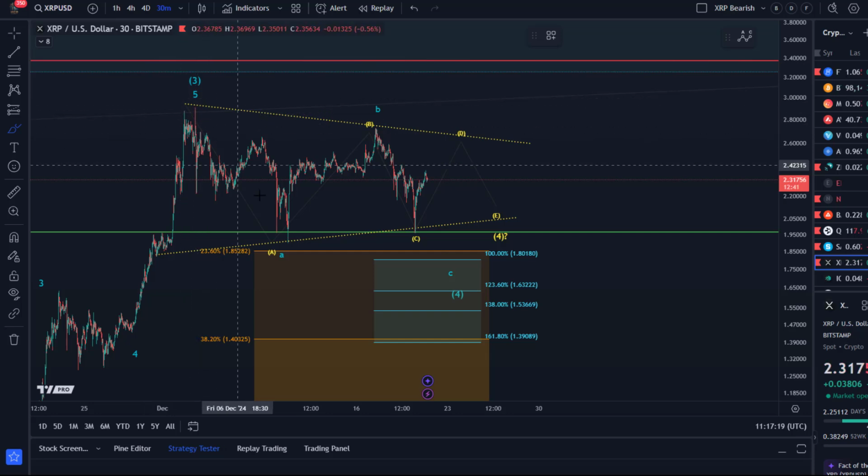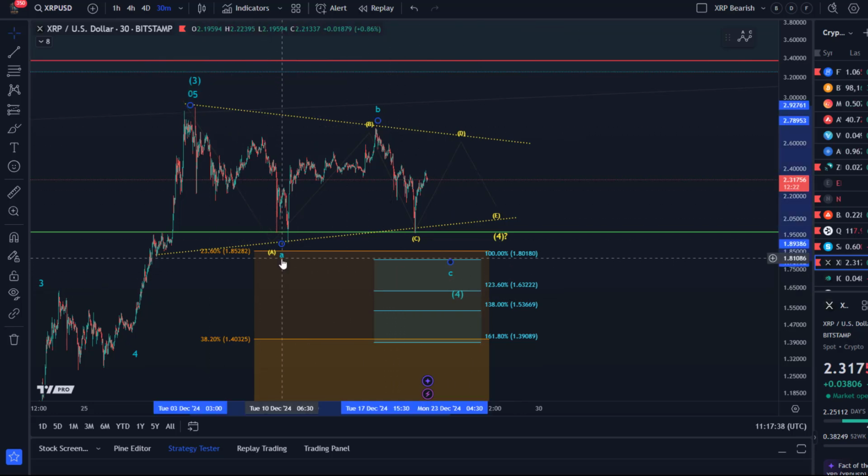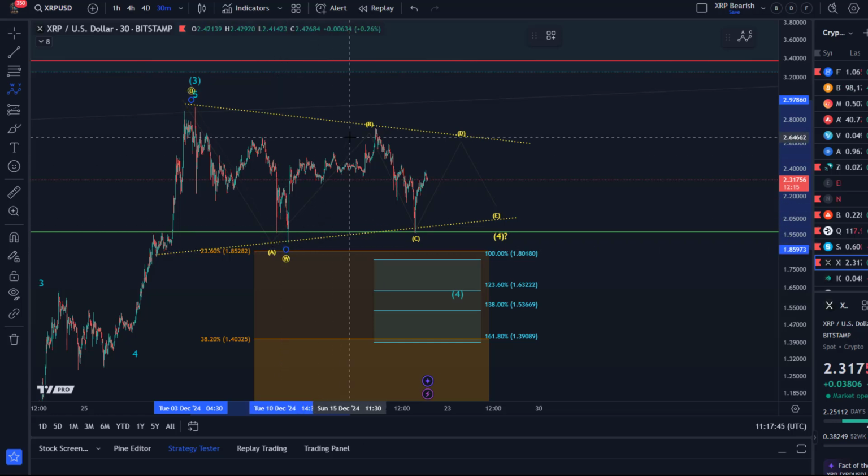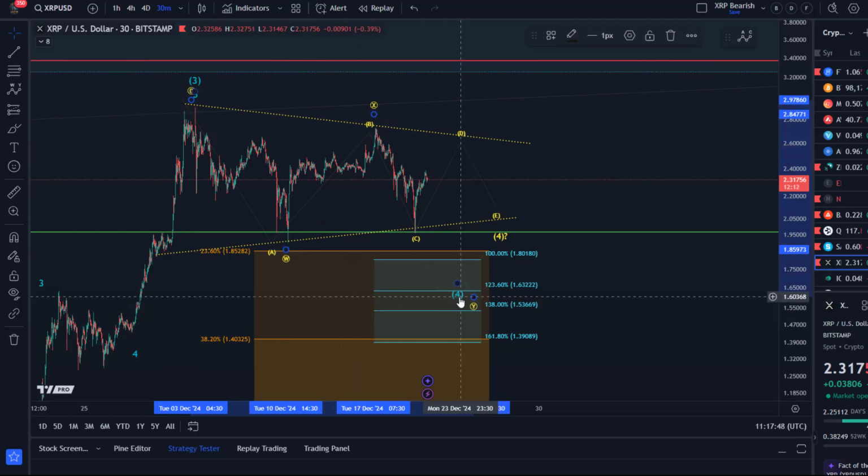And we are now in this ABC structure, but the structure looks a little bit strange for an ABC because the move down doesn't really look impulsive. So either way, I don't have a very clear micro count here on the way down. Sometimes we can see that these ABC structures transform and morph into so-called WXY patterns. Let me show you. It is quite common in crypto, or it has been quite common. It's not been so common in this cycle. We haven't seen these WXY structures very often.